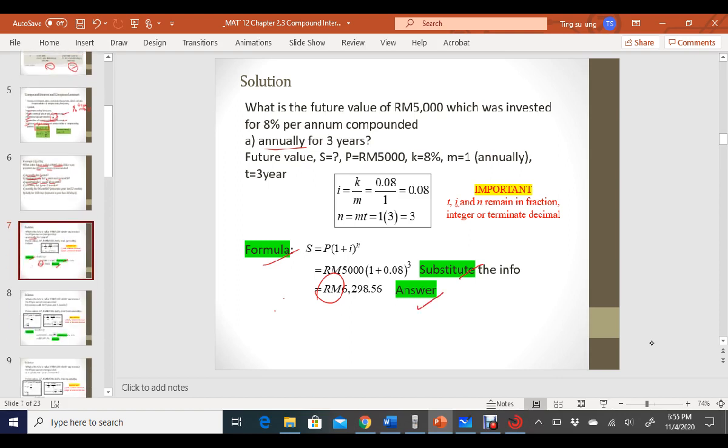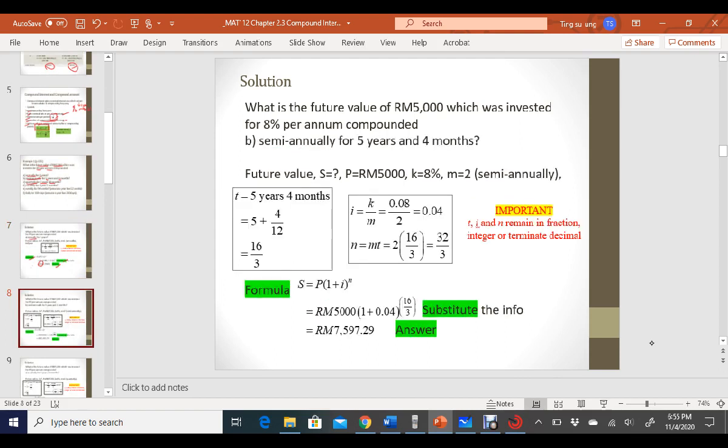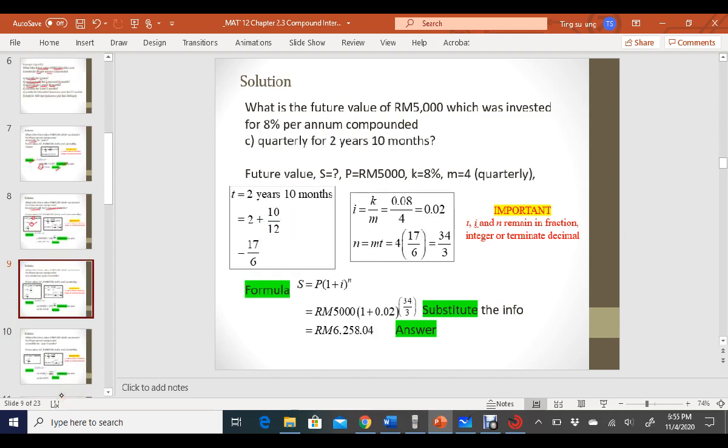Very clear cut, right? For B, the question tells you semi-annual for 5 years and 4 months. Just get the T, substitute, and you get the answer. Because this is in months, for sure you divide by 12. The same goes for quarterly for 2 years 10 months. Quarterly means M will be 4.